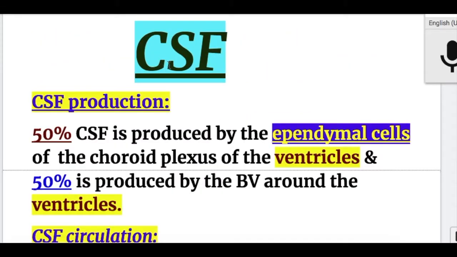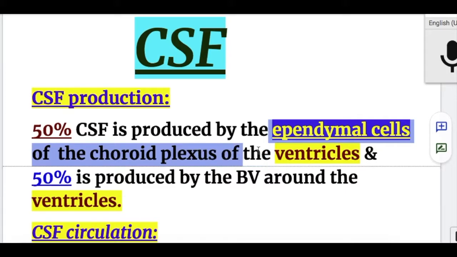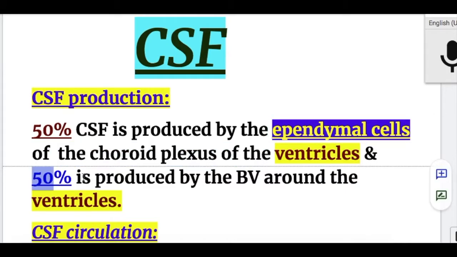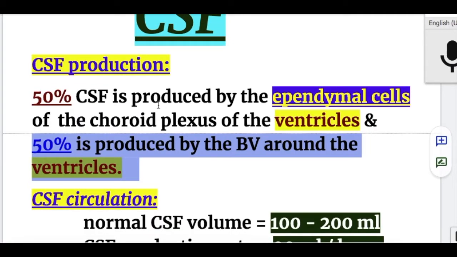Now let's discuss the cerebrospinal fluid. So where is it produced? 50% of the CSF is produced in the ependymal cells of the choroid plexus of the ventricles, and 50% is produced by the blood vessels around the ventricles. So 50% by the ependymal cells and 50% is produced by the blood vessels around the ventricles.